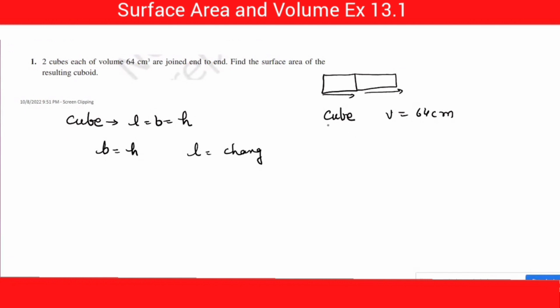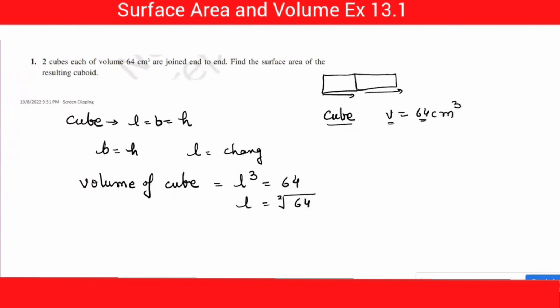Now, firstly, it is given that the volume of the cube is 64 centimeter cube. So we use the formula for the volume of the cube, which is equal to L cube, which is equal to 64. That means we have to find the cube root of 64 for L. So we go for prime factorization of 64 and we get 4. Value of L is equal to 4 centimeter.